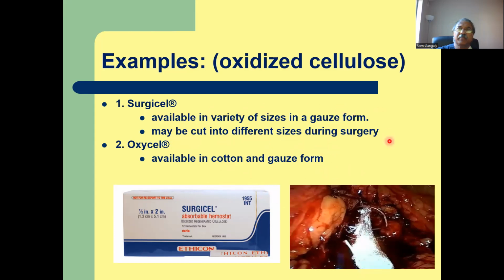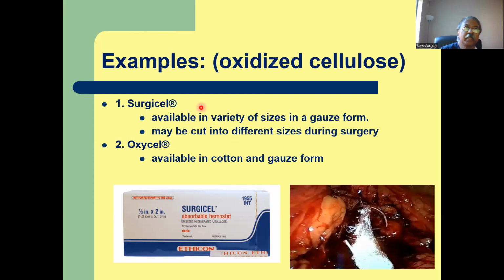GYN surgeons prefer Surgicel a lot. They like to use it on the pedicle of the uterus. When they cut through the pedicle, it bleeds, and they like to apply Surgicel and hold on to that Surgicel for a few minutes, and this will stop the bleeding.